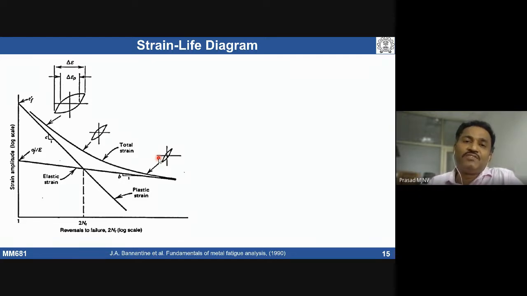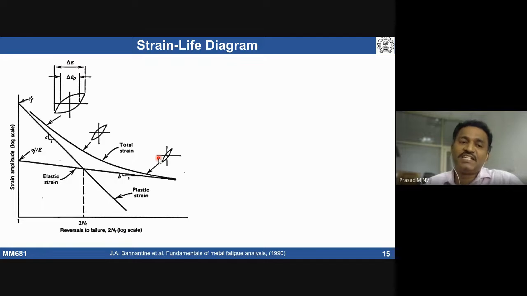So the fatigue you are talking about is categorized into two types: low cycle fatigue and high cycle fatigue. Low cycle fatigue means the number of cycles required for failure is low. That means you are applying very high stress or high strain, so the material is already undergoing plastic deformation in a bulk manner. If the number of cycles is more, that is high cycle fatigue, where the material is undergoing mostly elastic deformation.